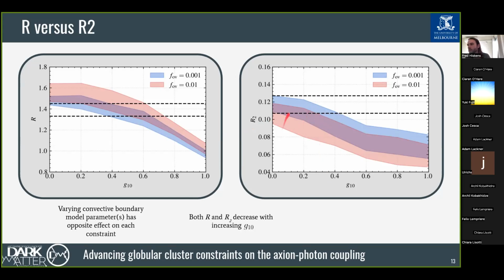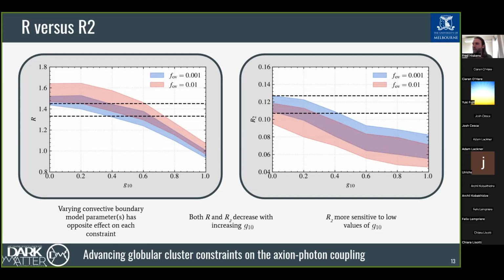We have our predictions for R2 decreasing and therefore our constraint moving down to lower values of G10. But at the same time, as I just noted, both R and R2 do decrease with increasing G10. And so you can probably see where I'm going here. The idea would be for us to use these two against each other, and then marginalize over the uncertainty associated with modeling convective boundaries.